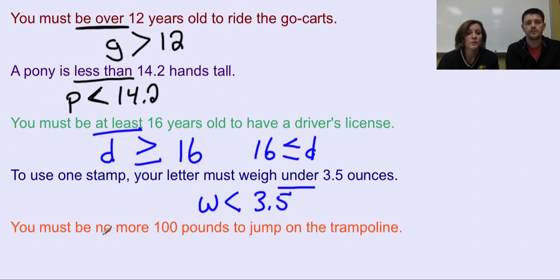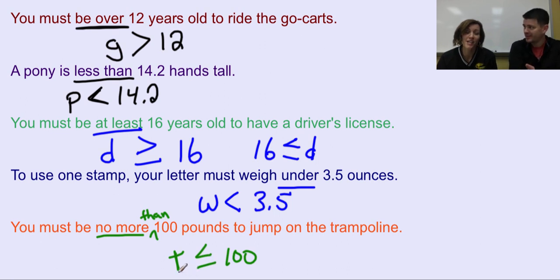You must be no more than 100 pounds to jump on the trampoline. Sorry, that should say no more than. So let's do T. Okay, 100 pounds. No more than means that you can be less than 100, and you can be equal to 100. Well, you didn't say that, so I didn't. I know, but then that's going to get me scared on the trampoline. But yeah, T is less than or equal to 100 pounds. Can't go over that 100 pounds, so it's got to be less than.